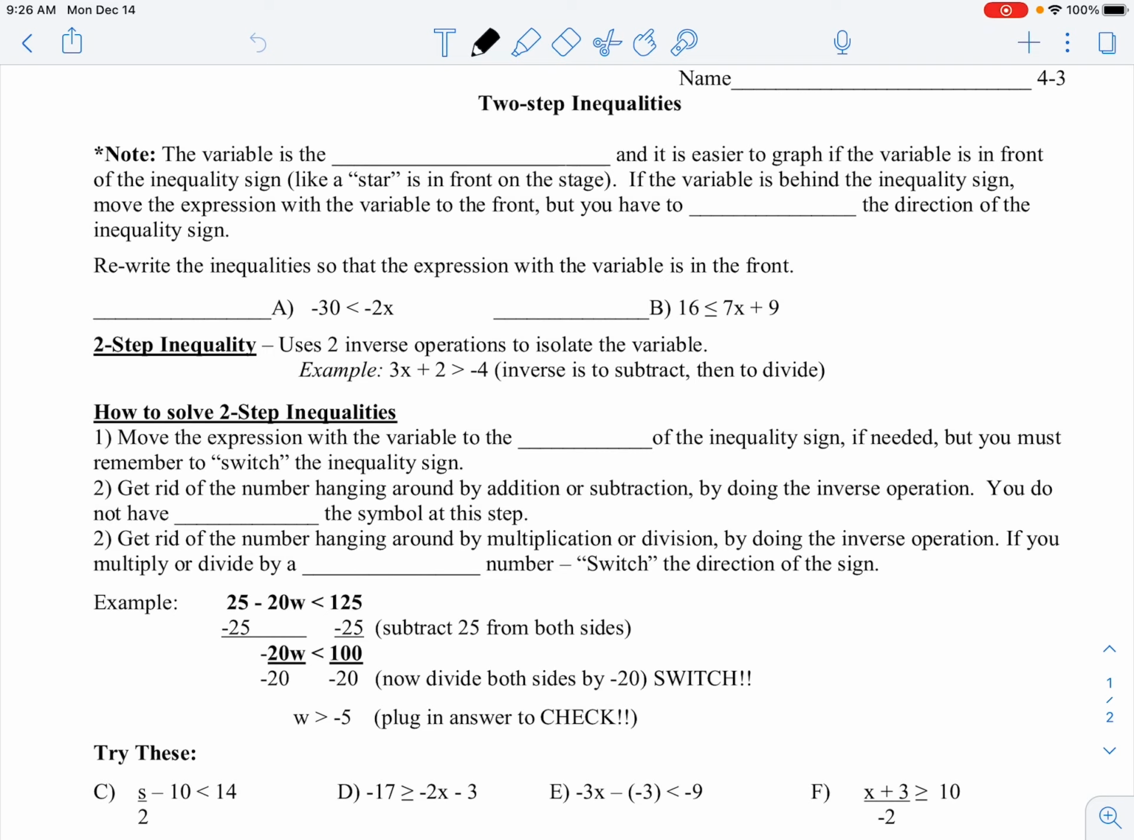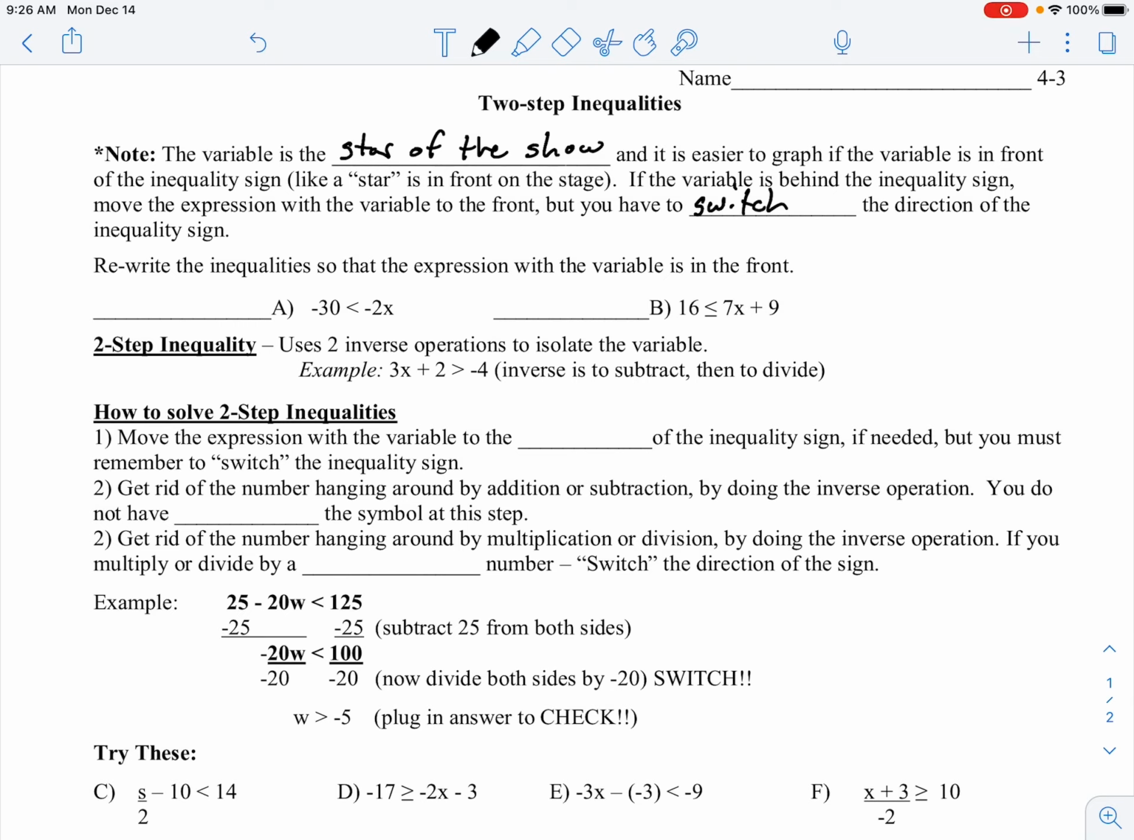So the variable is what we call the star of the show. And it'll often make our lives easier to graph and even solve if the variable is in front of the inequality sign. So if the variable is behind the inequality sign, we can rearrange the expression so that the variable is out front, but we have to switch the direction of the inequality sign.